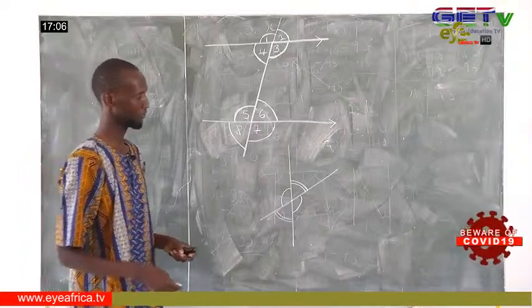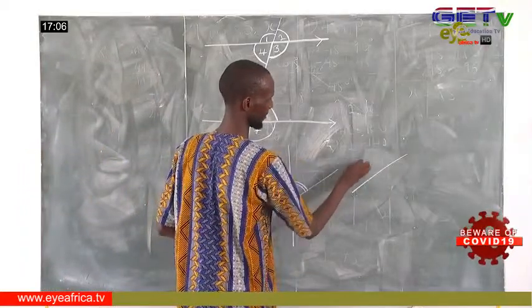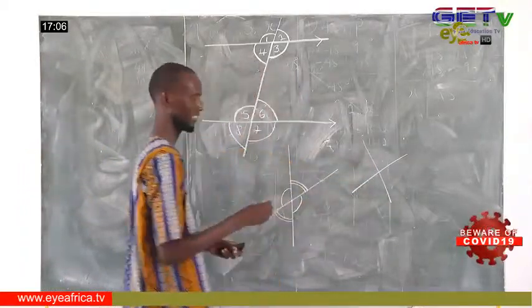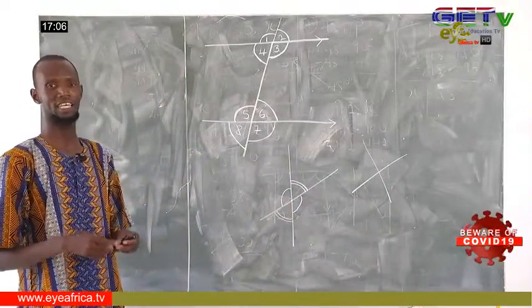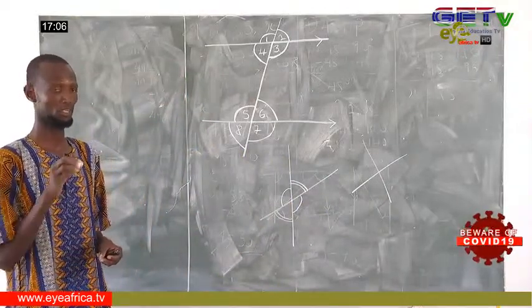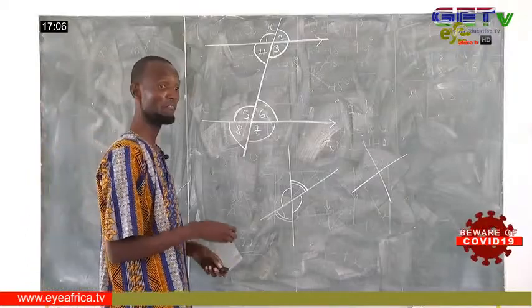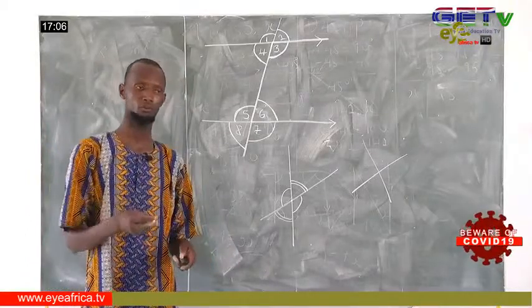And what do you observe? What does it look like? You have a line, you have another line, they cross. That definitely looks like a letter X, all right? So you use the letter X to identify vertically opposite angles.